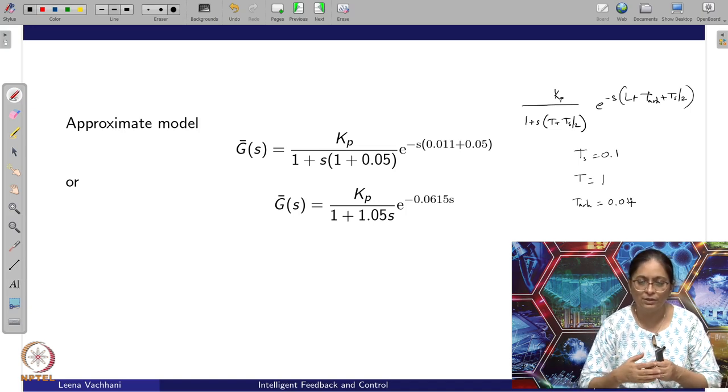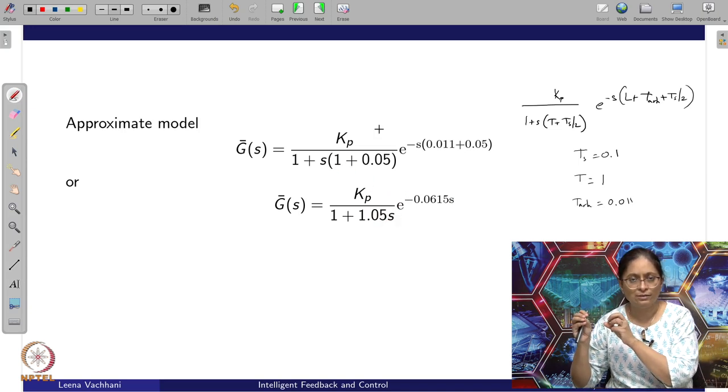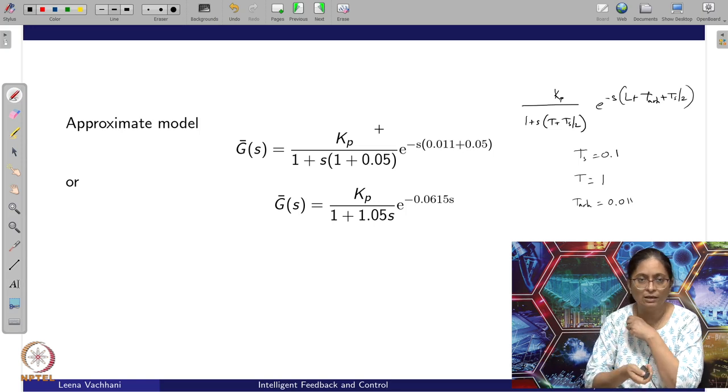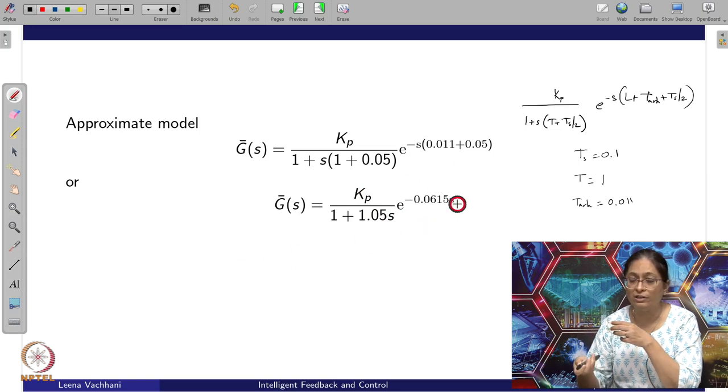A simple substitution gives you the approximate system given by Kp by 1 plus 1.05s, and this is my time delay. You can see that we have clubbed up all these higher order time constants, corresponding to the higher frequencies, into this particular time constant, or the lag term.